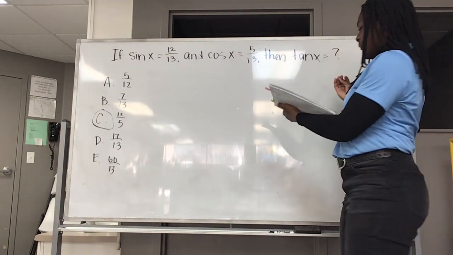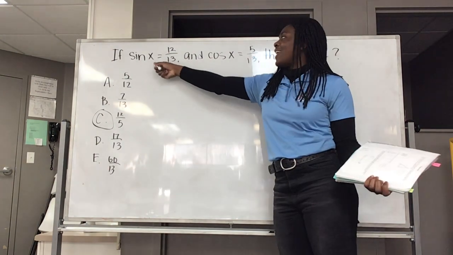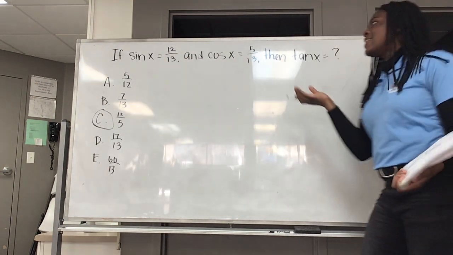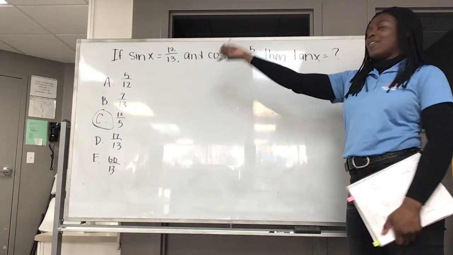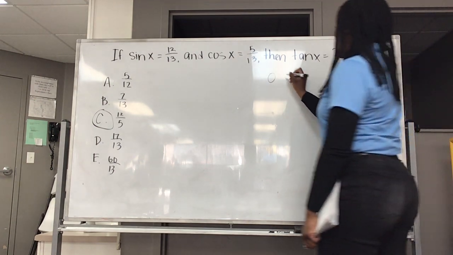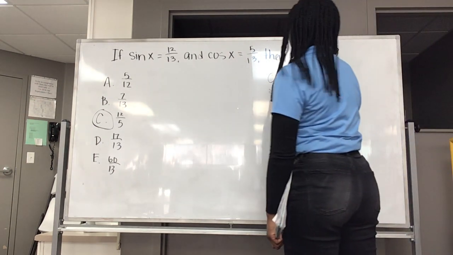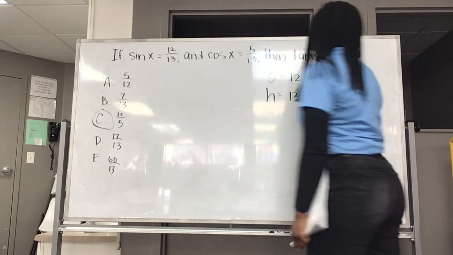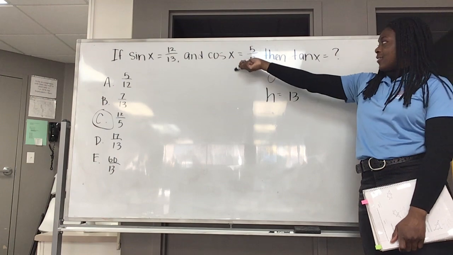Okay, the correct answer is C. And I'll show you guys how you would get it. So first thing they told us is that sine of x is 12 over 13. So remember, sine is opposite over hypotenuse. So if 12 is the opposite, I'm gonna use an O. So opposite is equal to 12, and then our hypotenuse is equal to 13. Okay, and then we still don't know adjacent.